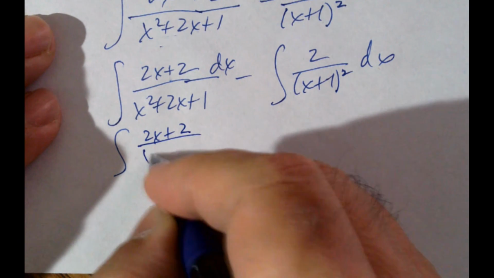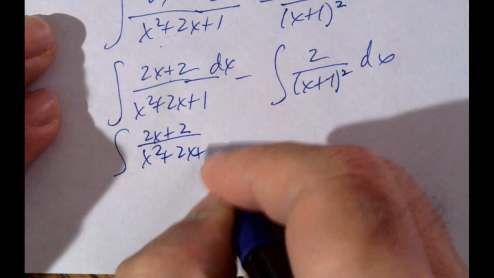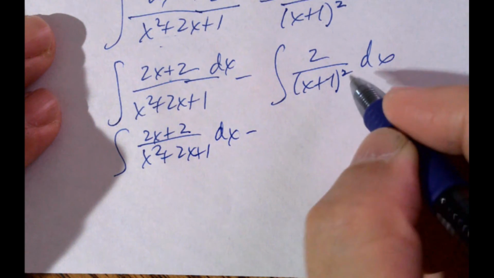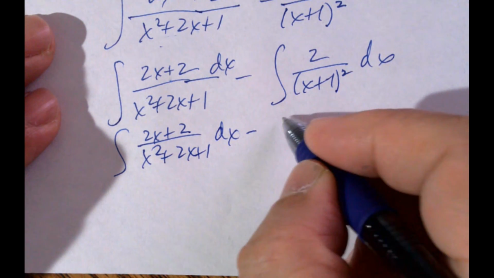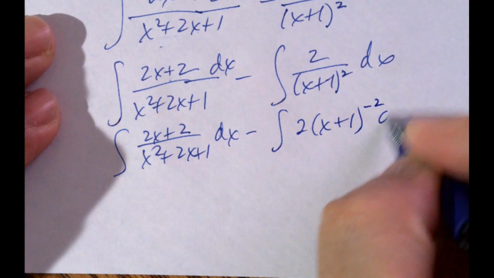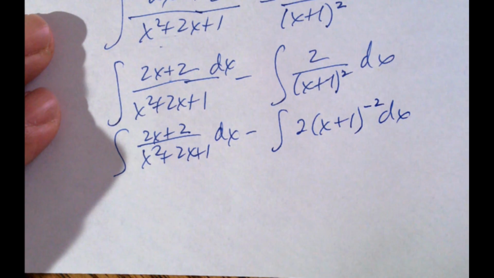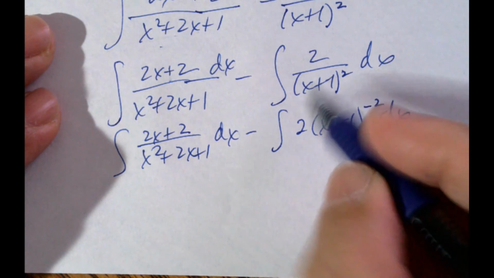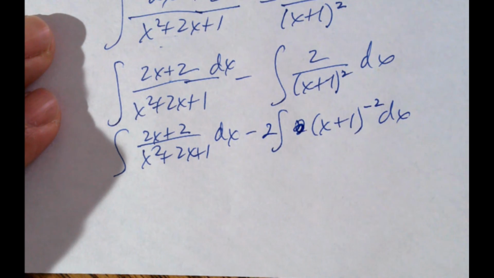I really should just take the integral of that. That one needs no other preparation. It's the second one that needs preparation. I'm going to rewrite that as 2 times x plus 1 to the negative 2 dx. Okay? Because the derivative of x plus 1 is 1. So in fact, I don't need that 2 anymore. So I'm going to pop it out.